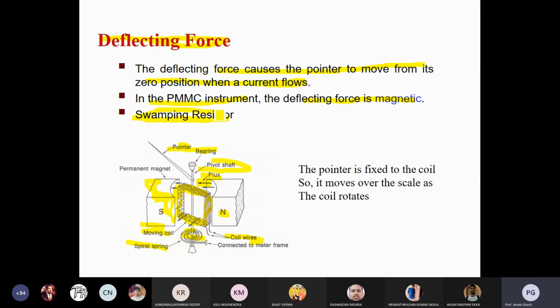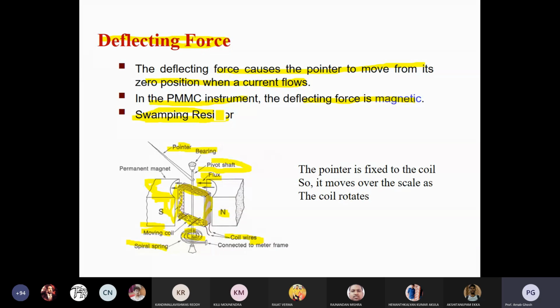Okay, so the pointer is fixed to the coil, so it moves over the scale as the coil rotates. When the coil is rotating, the pointer is connected to the shaft. Here you can see the pointer is directly connected to the shaft. So if it is rotating, the pointer is also rotating. If you fix the scale, it can automatically find out the unknown value.